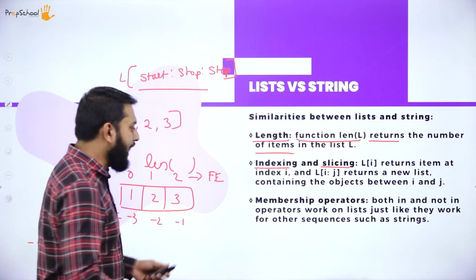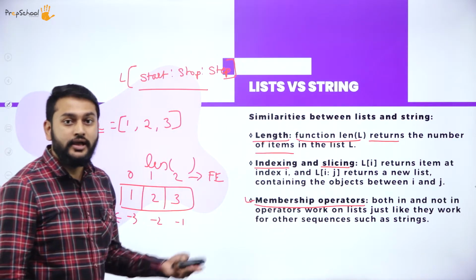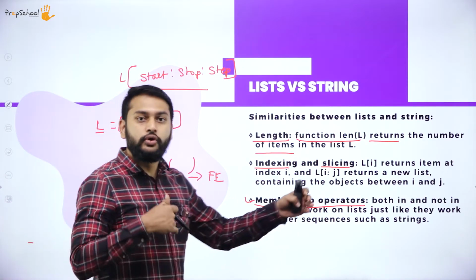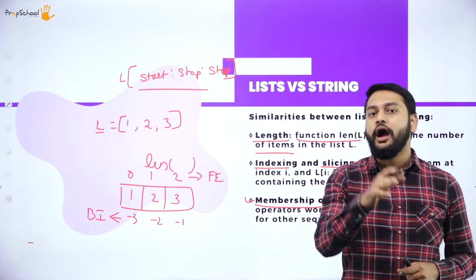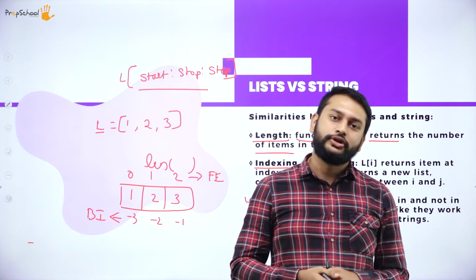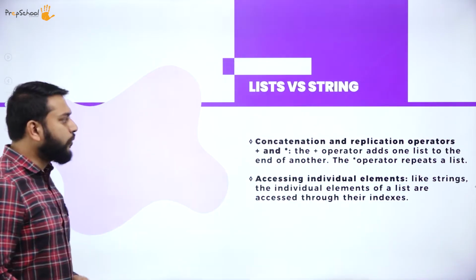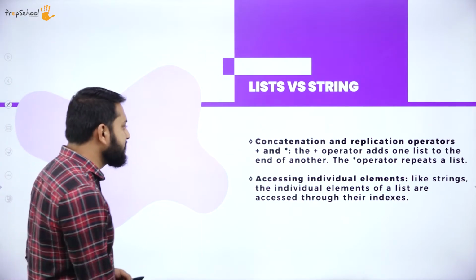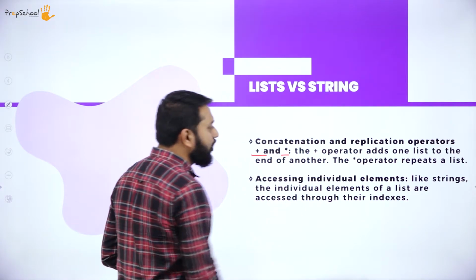We have the last one, that is the membership operators, in and not in. Even in and not in work exactly the same as how we deal with strings. There is no change. The next one, we have the concatenation and replication operators. Please understand, plus is the concatenation operator and star is the replication operator.